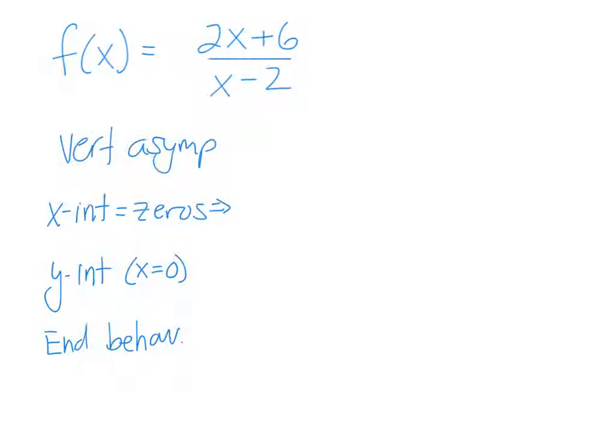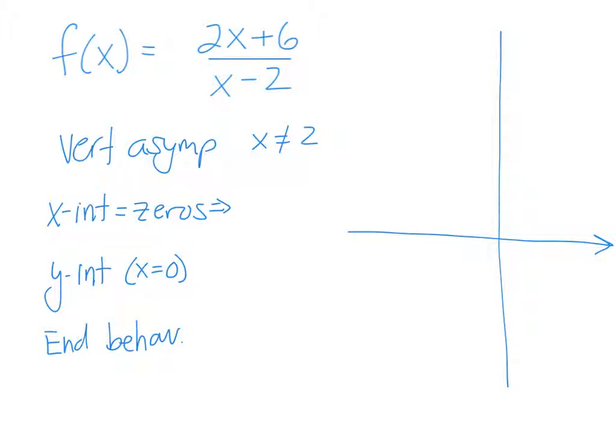Okay, vertical asymptote, what'd you get? Yep, Matt. x equals 2. So we're going to put a line at x equals 2 because x can't equal 2. That's the vertical asymptote. The way that we got it is we said x minus 2 can't equal 0, right? So this is the asymptote equation, just to emphasize that difference there. Yep, x equals 2 is the asymptote.